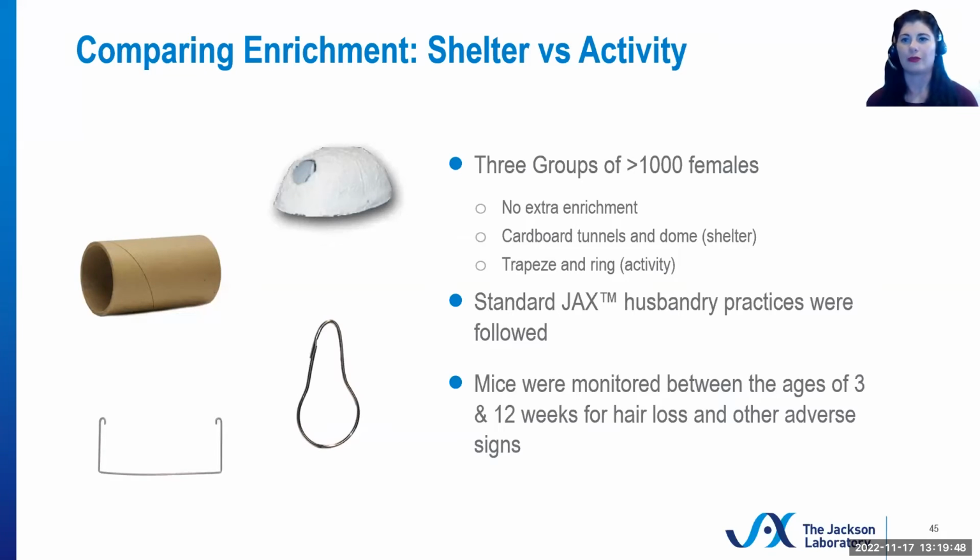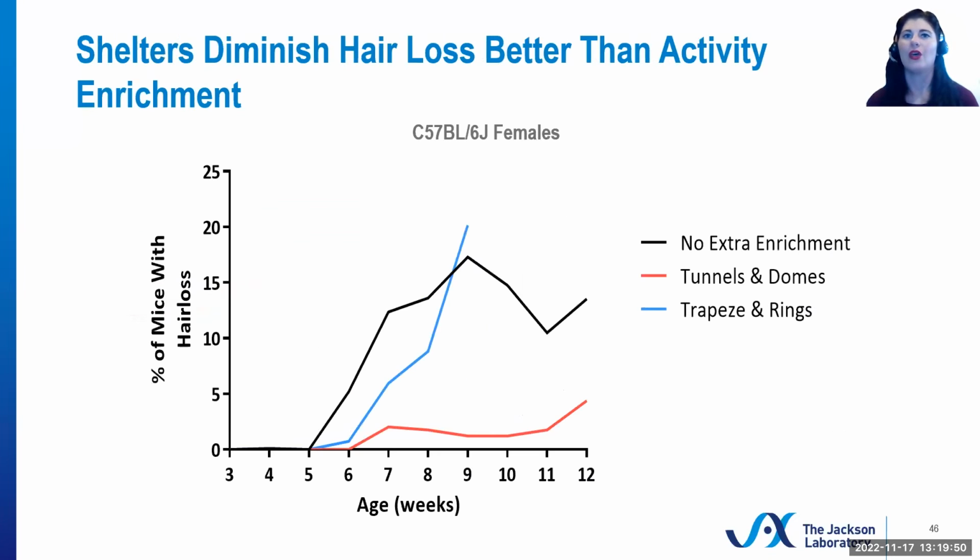So we broke them up into 3 groups, and what we found was that shelters diminish hair loss better than the activity enrichment. So on the x-axis, you'll see that that's the age in weeks, and on the y-axis, you see the percentage of mice with hair loss. And when given the activity, which is shown in blue, you'll see that we actually saw an increase of mice with hair loss. With no enrichment, you can see it forms a bit of a curve, and that one's in black. And in red, you'll see when tunnels and domes were introduced, that we saw a much less occurrence of that barbering.